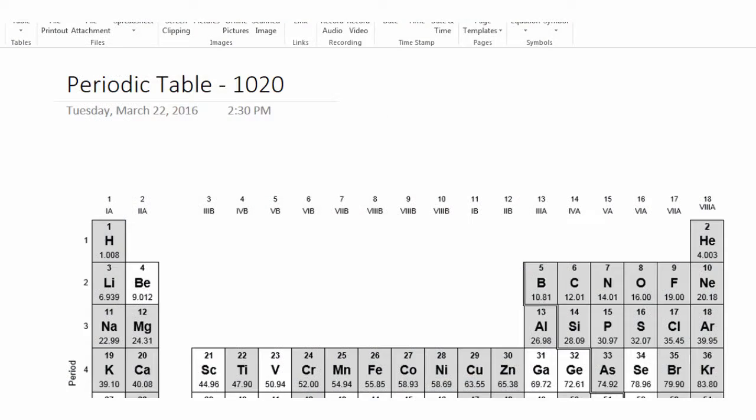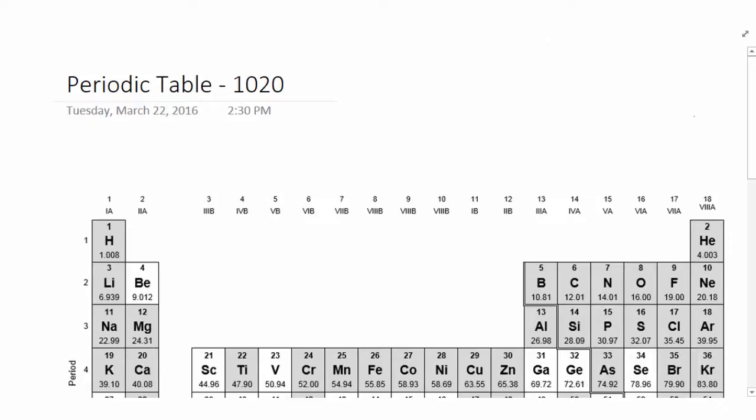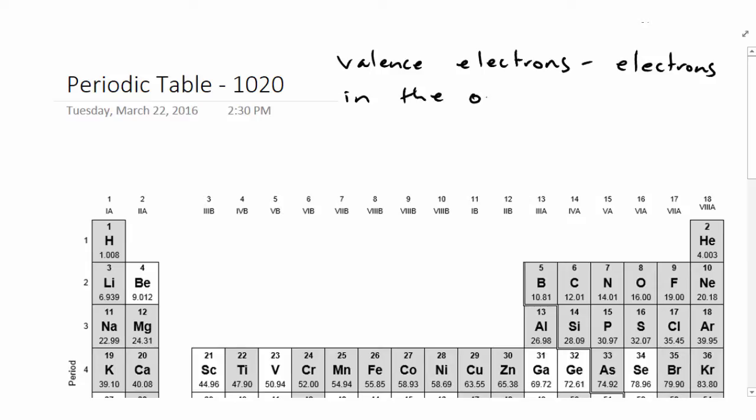While we are not going to be looking at the electron configurations, one of the things we will be looking at in here is valence electrons. The valence electrons are the electrons in the outermost energy level of an atom. The reason why we look at the valence electrons is because they are the ones that are involved in chemical bonding. They're the ones that are most involved.